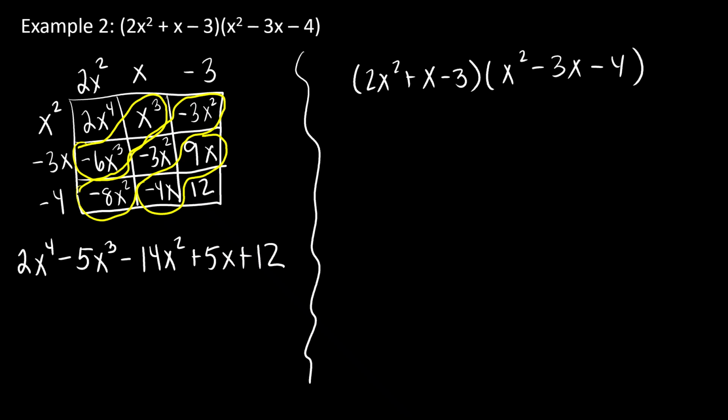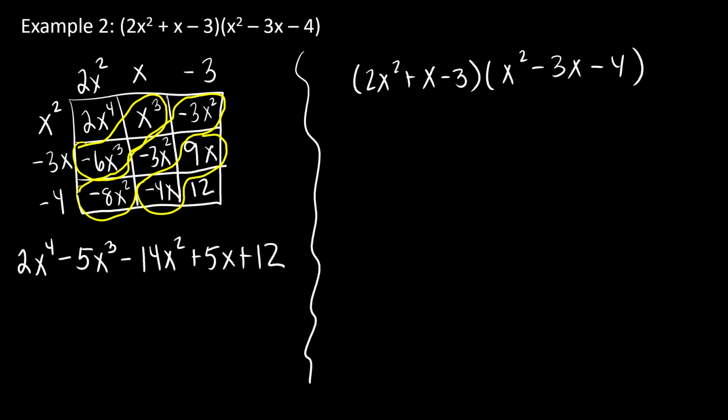Now to do this with distribution, FOIL doesn't work, because instead of first, outer, inner, last, now you have middle terms in there. So you've got first and last and middles, and FOIL doesn't cover all that. So you've really got to go back to distribution. We are going to distribute everything in that first set of parentheses over the second set.